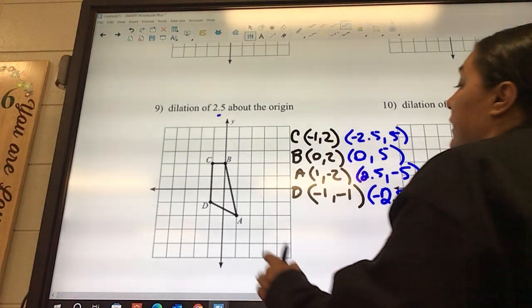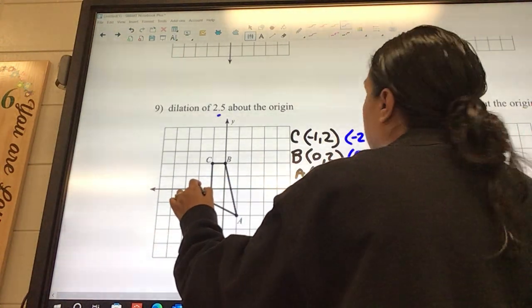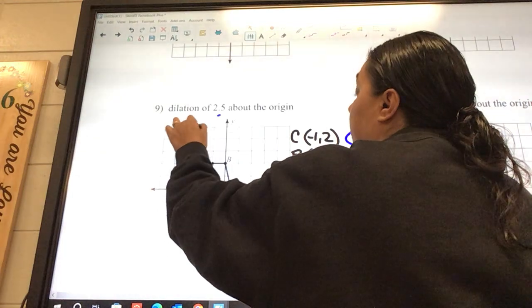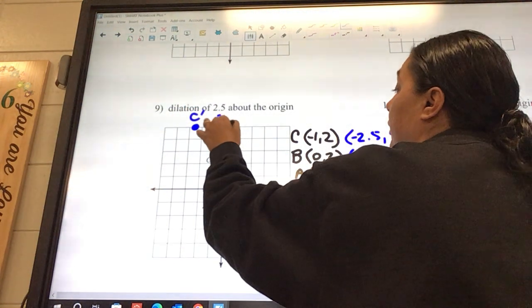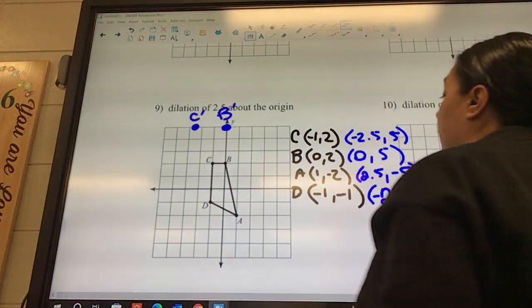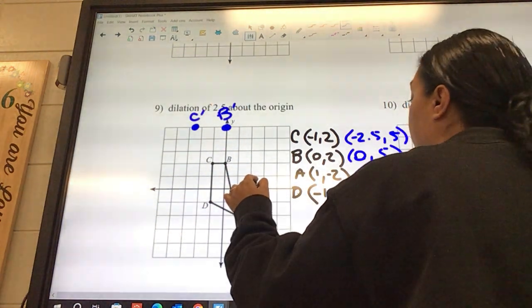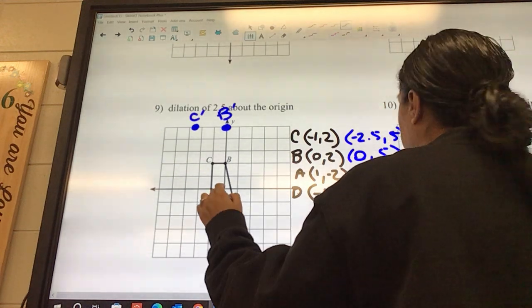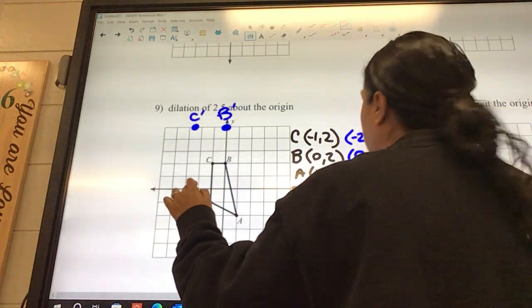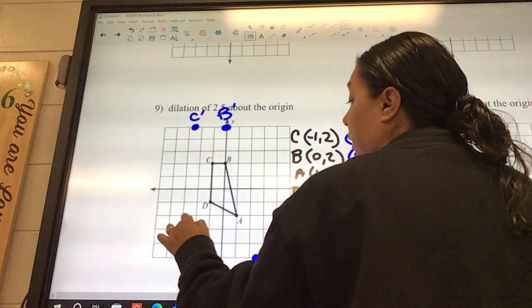Okay, so C is going to give me negative 2.5 and then up 5. So it's going to be my C prime. B is going to be 0, 5. A is going to be 2.5 and then down 5. And D is going to be 2.5 and then 2.5.